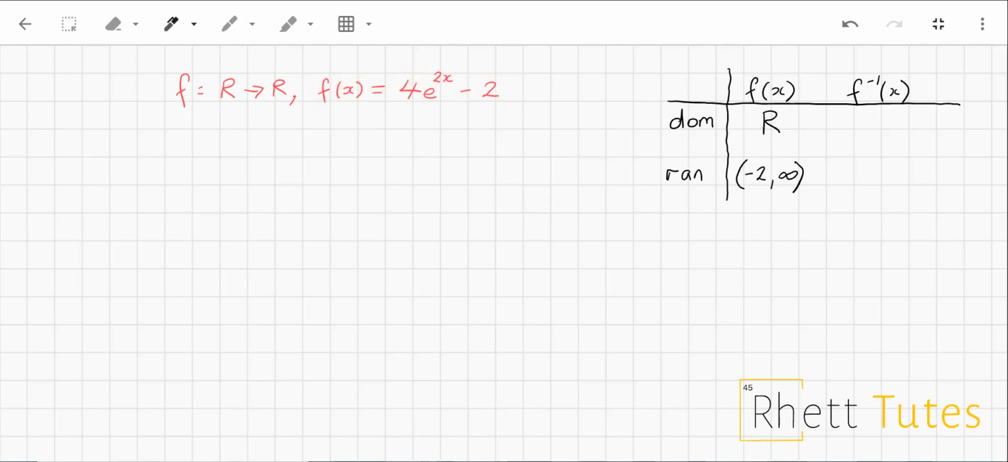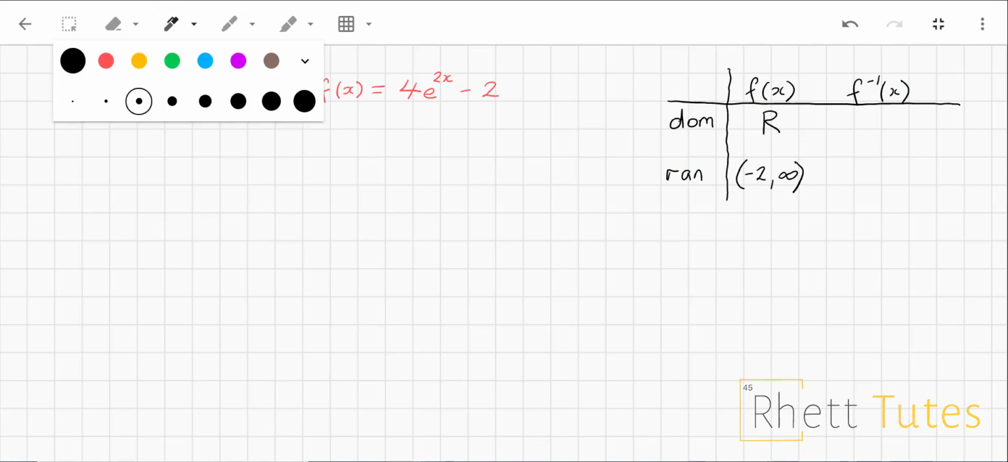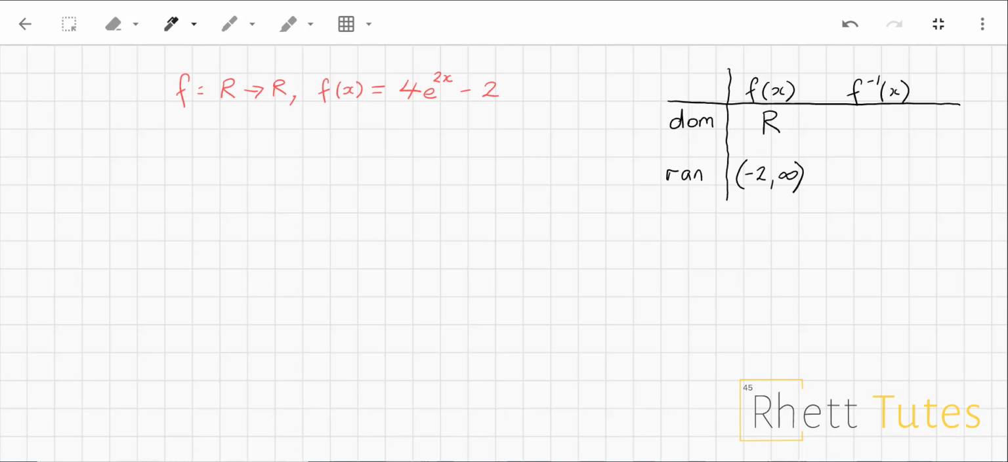I've quickly noted in my domain and range table over here on the right, the domain of f of x is all real numbers, and the range spans from -2 to infinity, not including -2 and infinity. Now, in order to find the domain and range for the inverse, we simply swap them. So we've got -2 to infinity here as a domain of the inverse, and the range of the inverse is all real numbers.